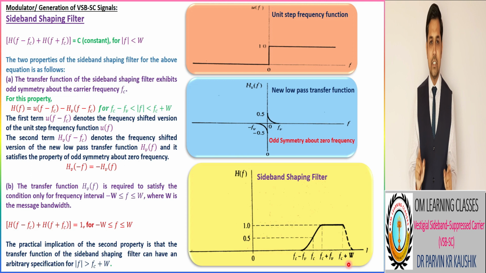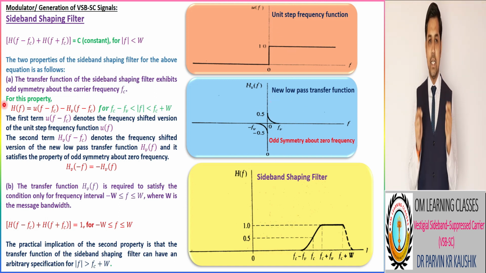Now, as per this equation, the first term represents the frequency shifted version of the unit step frequency function, and the second term represents the frequency shifted version of the new low pass transfer function H_v(f) with its corresponding odd symmetry property about zero frequency, that is H_v(-f) is equivalent to -H_v(f).